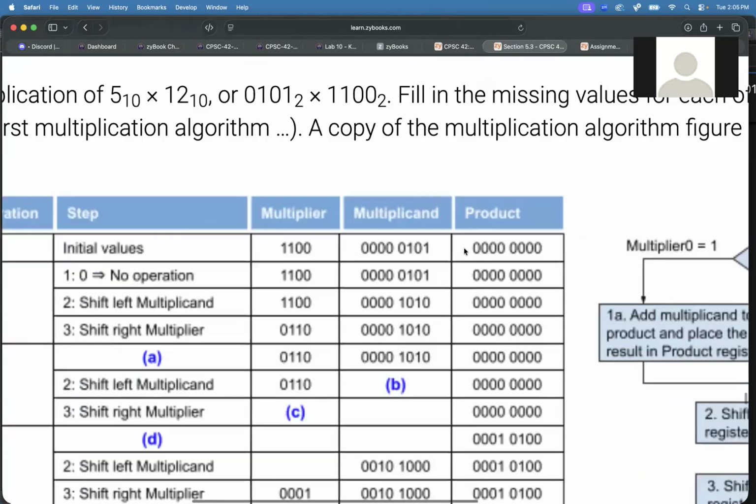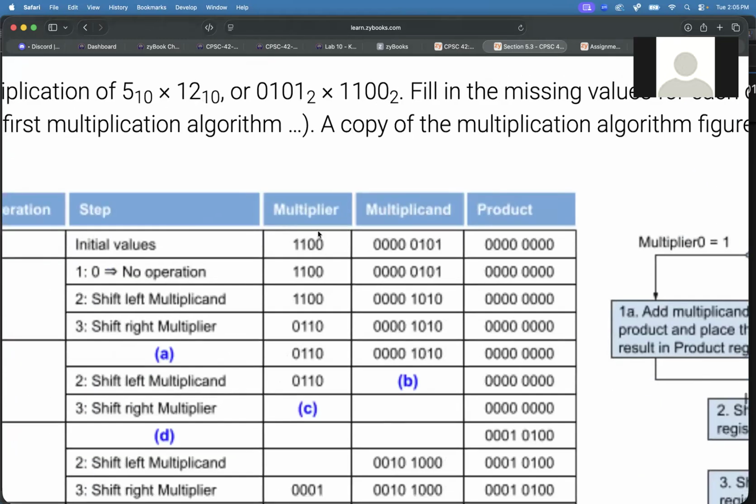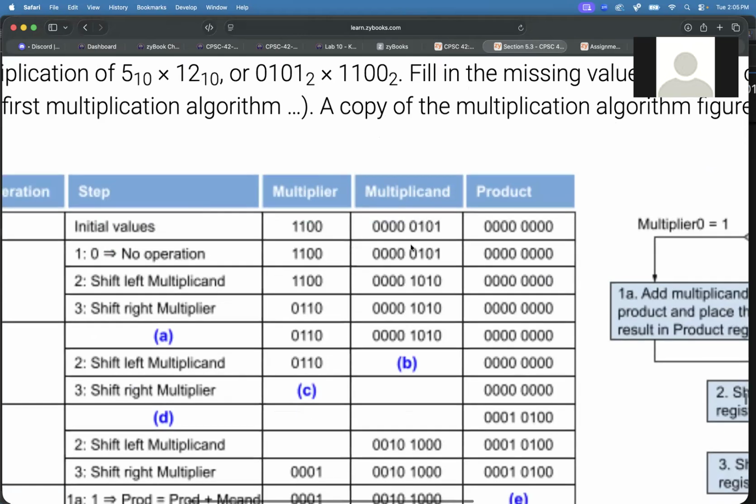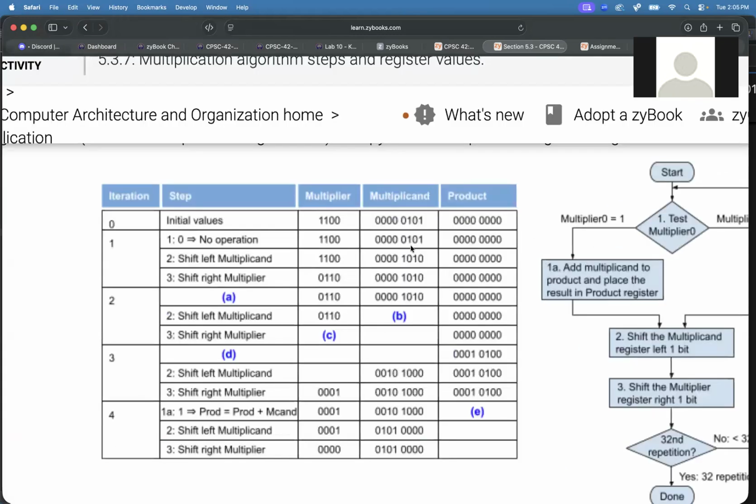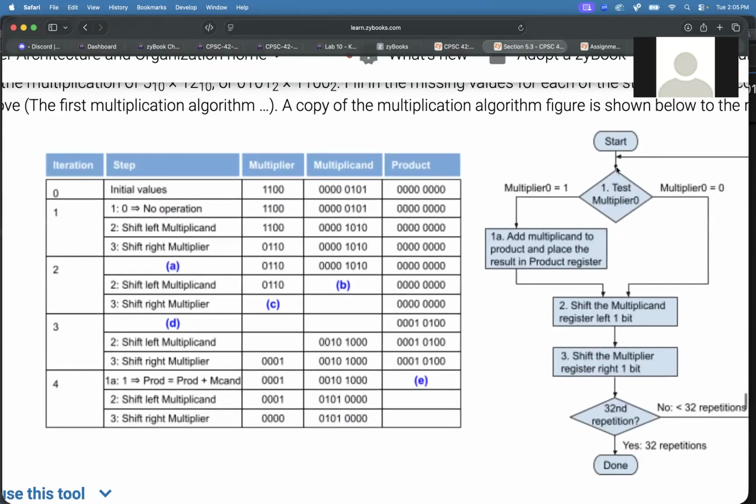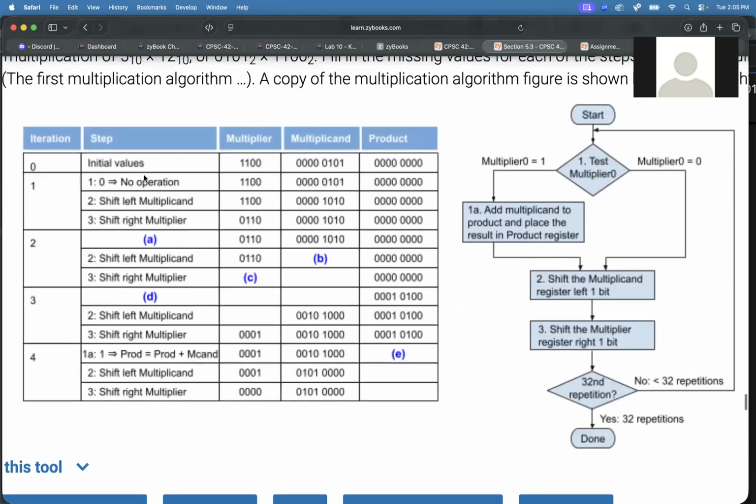So that's where you start. To multiply 5 times 12, you just put the 12 here and the 5 here. Okay. Then what we have to do is go through the steps. So the step says start, step one. So these 1, 2, 3 are 1, 2, 3 here.